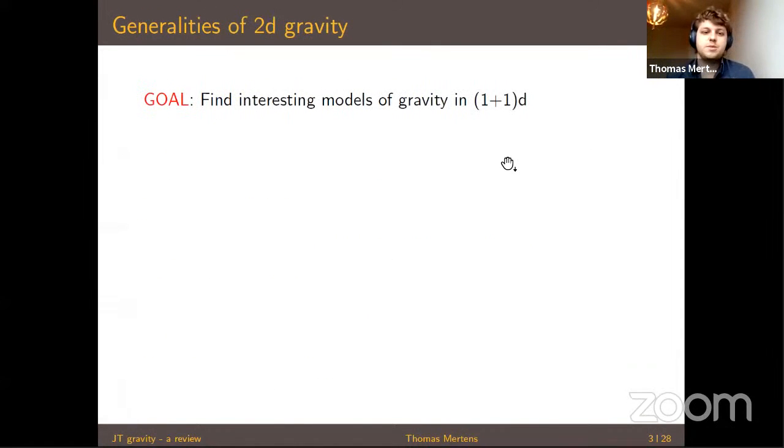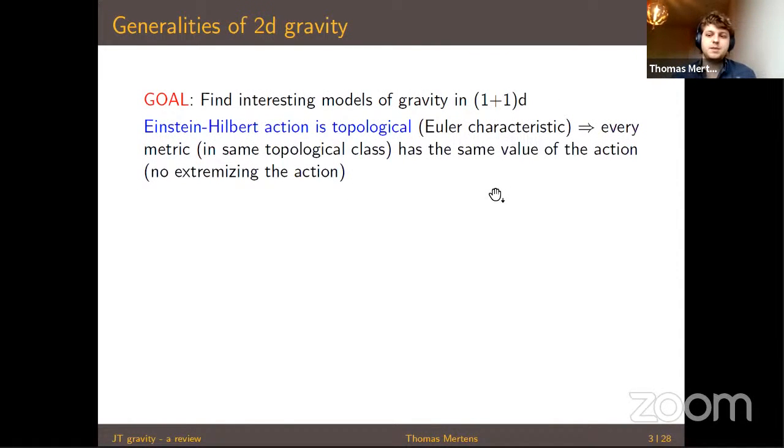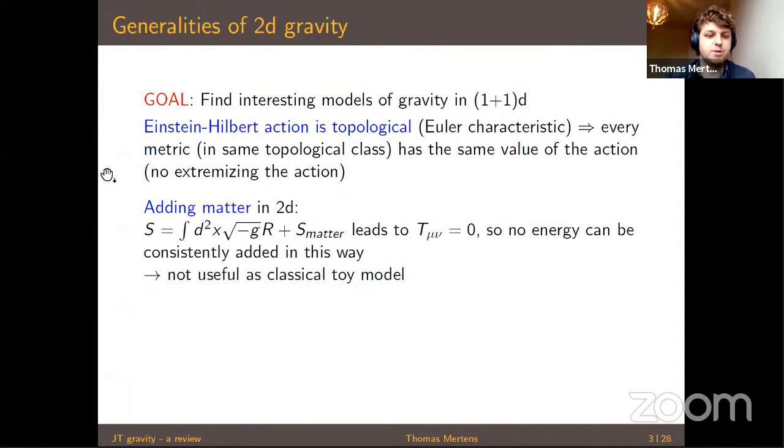Okay, so let me first discuss some generalities of two-dimensional gravity. Suppose our goal is to find interesting models of gravity in lower dimensions, and in particular in 1+1 dimensions. Then the simplest example you might think of is the Einstein-Hilbert action, but that one is topological in 1+1D, or in 2D. It's just the Euler characteristic, which means that every metric in the same topological class has the same value of the on-shell action, and there's no sense of extremizing the action and getting interesting equations of motion.